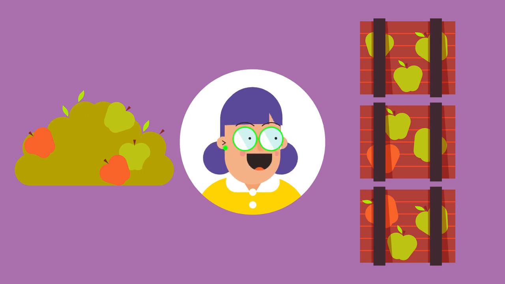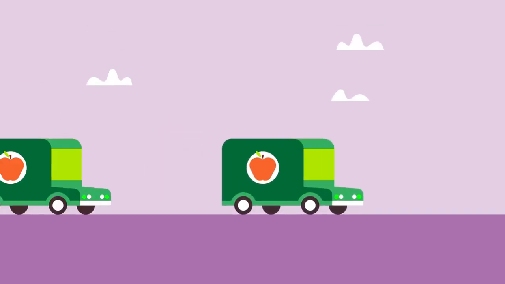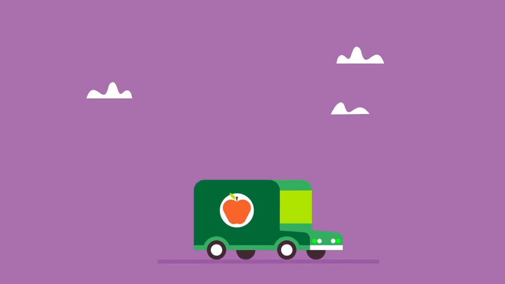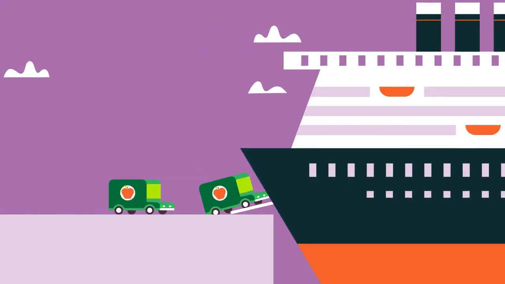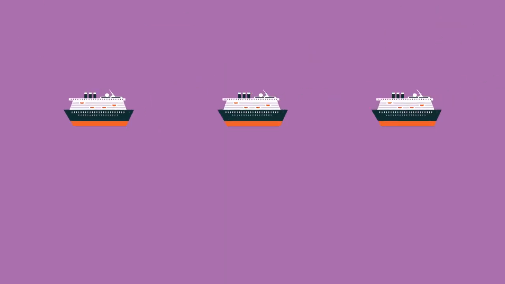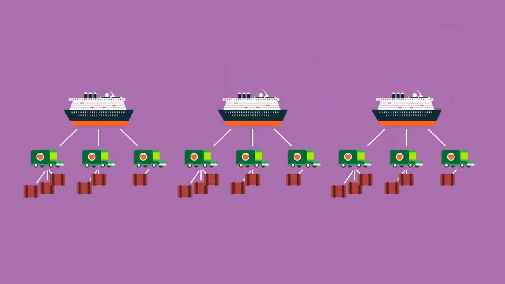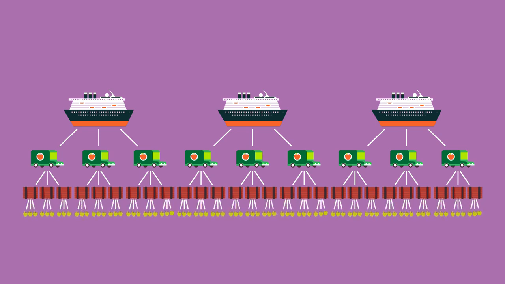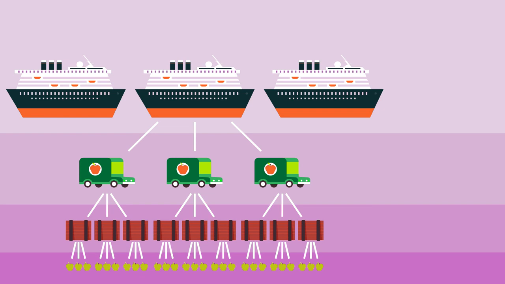If there are 3 boxes with 3 apples, we do 3 multiplied by 3. If there are 3 trucks, each carrying 3 boxes of 3 apples, and 3 boats each carrying 3 trucks, we do 3 multiplied by 3 multiplied by 3 multiplied by 3. A simpler way to write it is to count the number of levels. This is called the exponential.